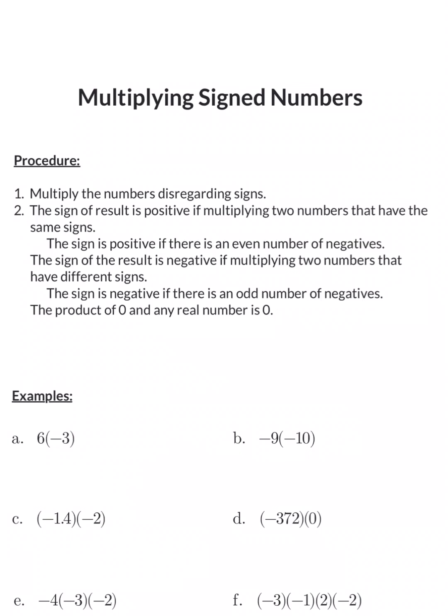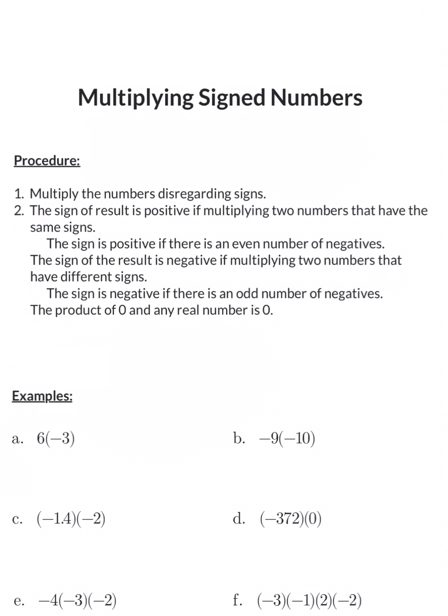So let's talk about multiplying signed numbers and our procedure. Just like with addition and subtraction, the first thing we want to do is our operation. We're going to multiply the numbers disregarding the signs. Multiplication and division are much easier than adding and subtracting, because if it's a multiplication problem, you always multiply. Similarly with division, you will always divide.